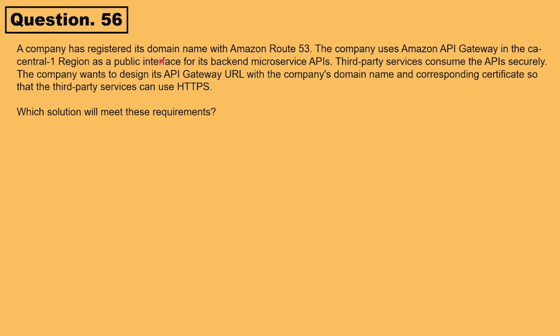A company has registered its domain with Amazon Route 53. The company uses Amazon API Gateway in the CA Central 1 region as a public interface for its backend microservice APIs. Third-party service consumes the API securely. The company wants to design its API gateway URL with the company's domain name and corresponding certificate so that the third-party services can use HTTPS. Which solution will meet these requirements?